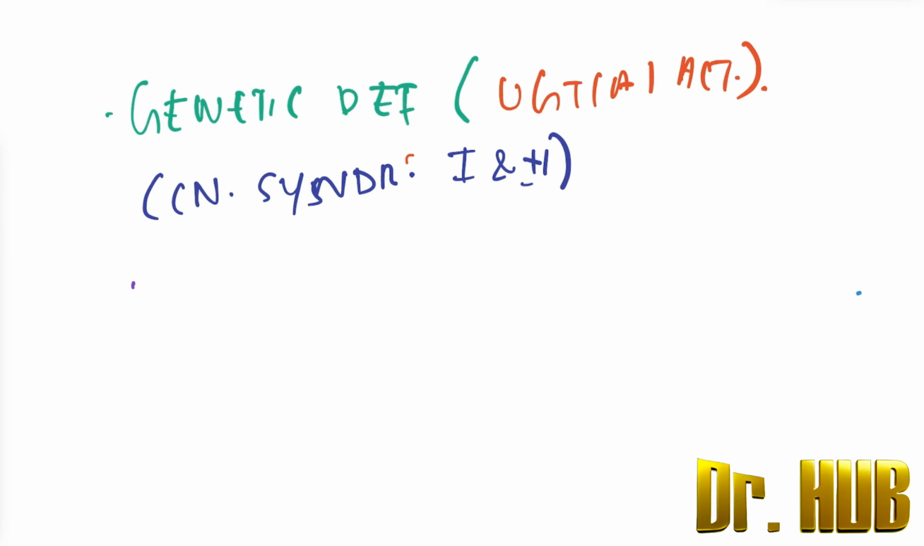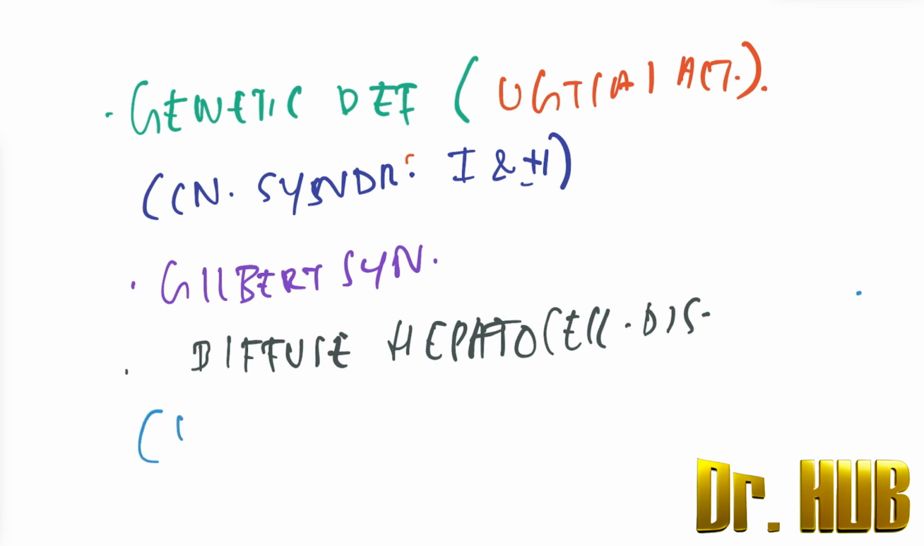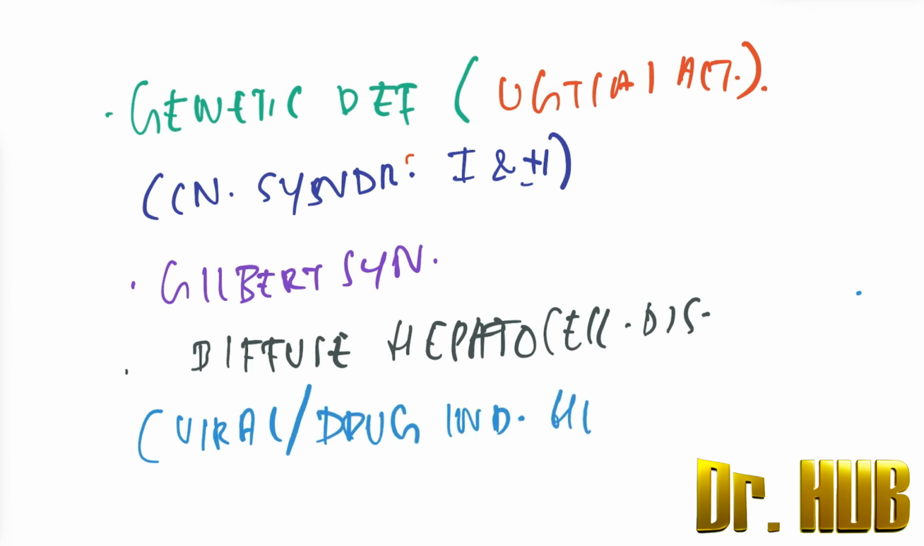Next, in terms of the unconjugated, there was Gilbert syndrome and also diffuse hepatocellular diseases. Diffuse hepatocellular diseases include viral or drug-induced hepatitis.